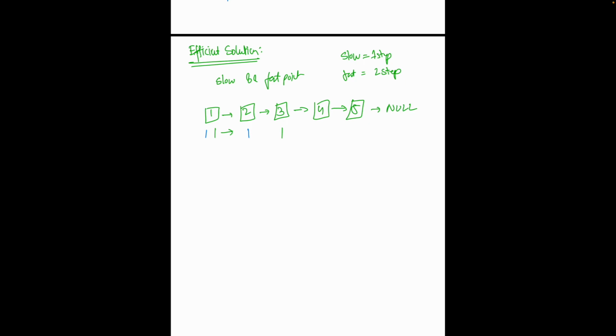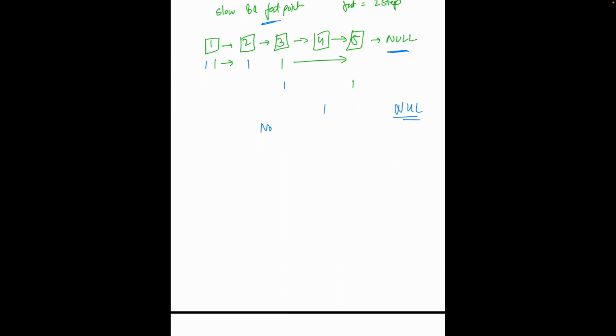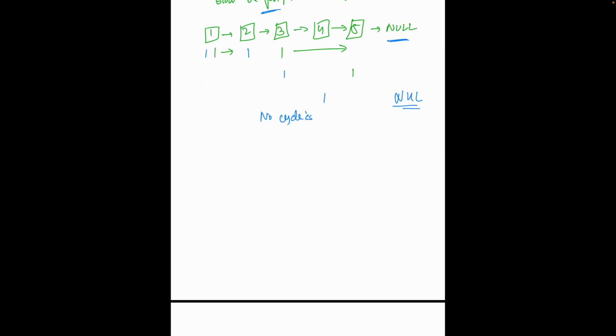After this move, slow will come here and fast will go there. After this move, slow will come here and fast will just point to null. So anytime our fast pointer points to a null, that means we have reached the end of the list and we can say no cycle is detected, because one of our pointers actually ended up at the end of the line.